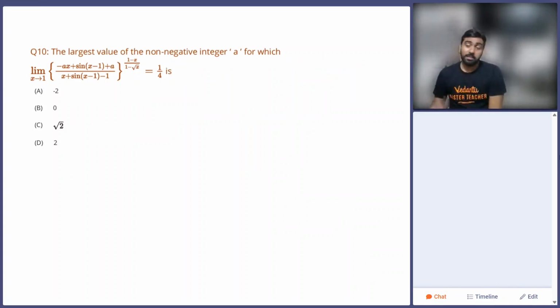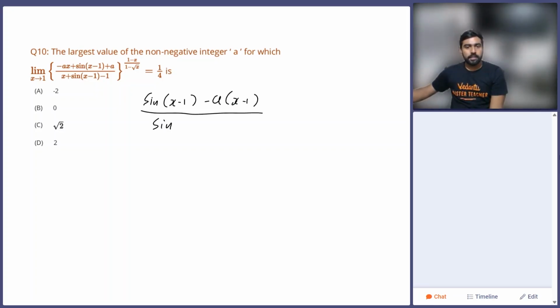Let's have a look at this one. Another limits question. Okay. So if I slightly manipulate this, I can write this as a into 1 minus x, or I can write this as minus a into x minus 1 divided by sine of x minus 1, plus x minus 1. And here also 1 minus root x, the 1 square minus root x square. So I can write this as 1 minus root x into 1 plus root x divided by 1 minus root x. You can cancel 1 minus root x and you get 1 plus root x.